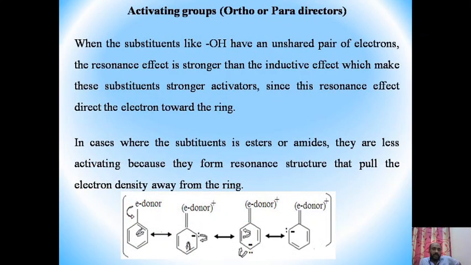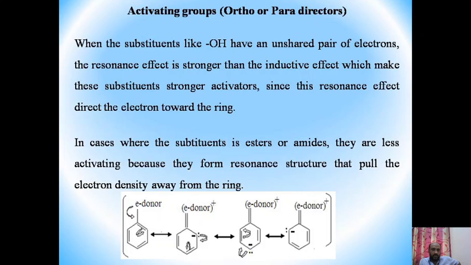Now see the activating group. When substituents like OH have an unshared pair of electrons, the resonance effect is stronger than the inductive effect, which makes this substituent a stronger activator, since this resonance effect directs the electrons towards the ring. In cases where the substituent is ester or amide, they are less activating because they form resonance structures that pull the electron density away from the ring system.